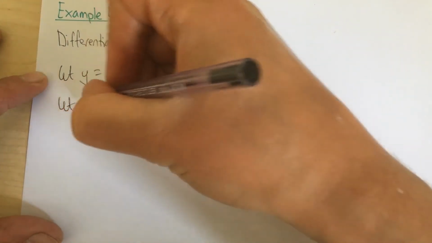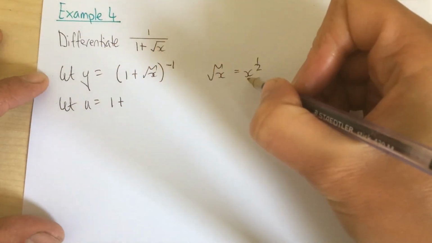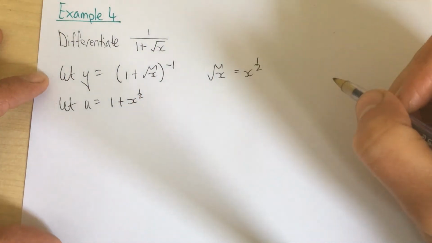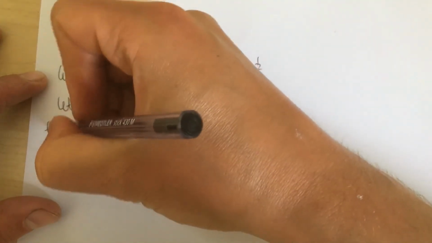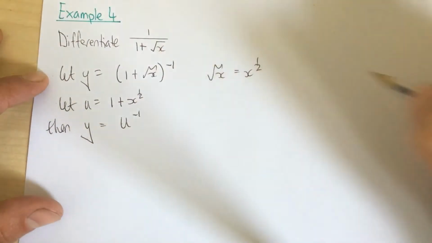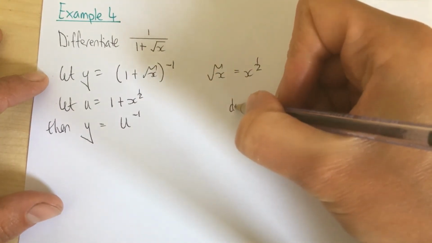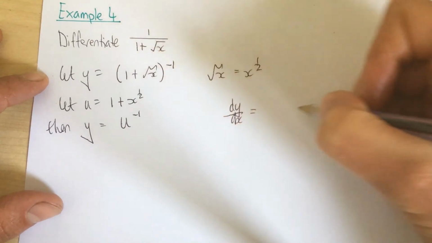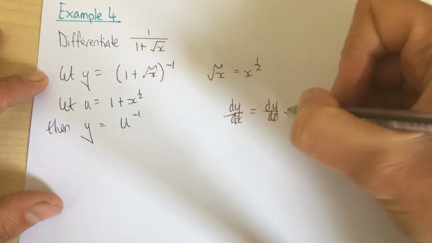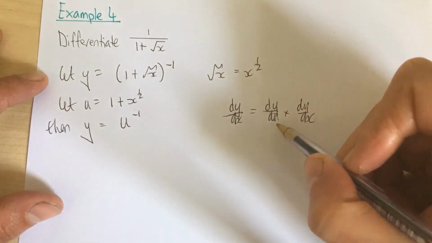So if I say let u equal what's in the brackets, that is 1 plus, I think I'm going to use x to the half as a way of expressing root x here. Then I can say that y equals u to the minus 1. And remember, let's recall the chain rule. dy/dx is equal to the product of dy/du and du/dx. Great, let's work these out then.